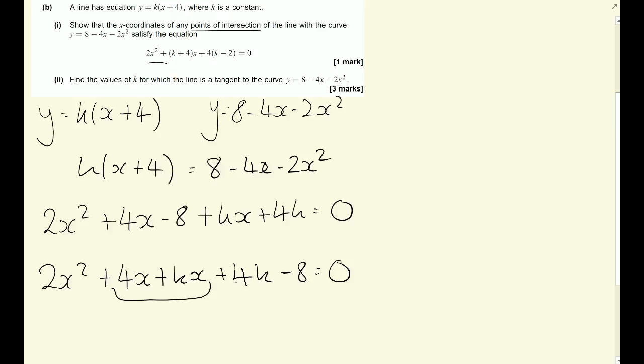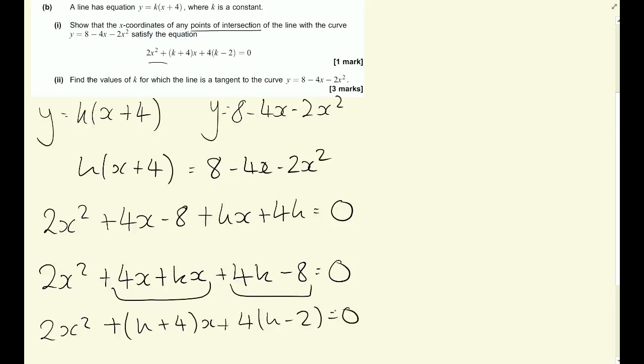Then I'm just looking at these two pairs of terms here and checking where it's supposed to go, and I can see that both of these are going to factorise as asked. So I've got 2x squared plus the x is being factorised out, so I've got k plus 4 x, and in this one I'm taking out a common factor of plus 4, leaving me k minus 2 equals 0 for my first mark.